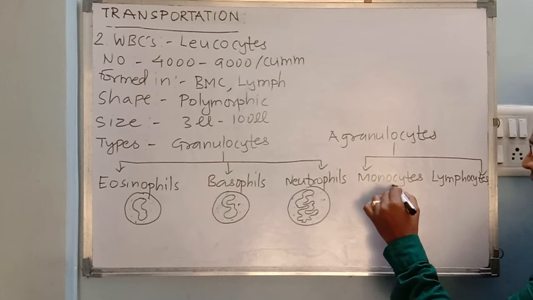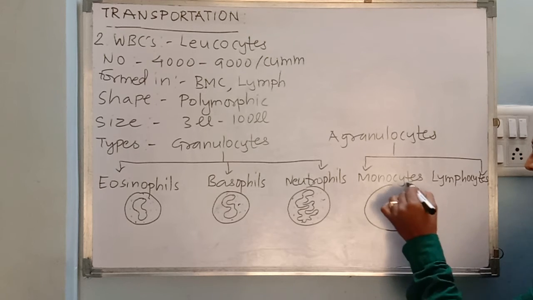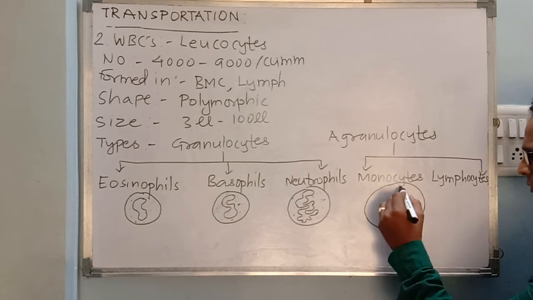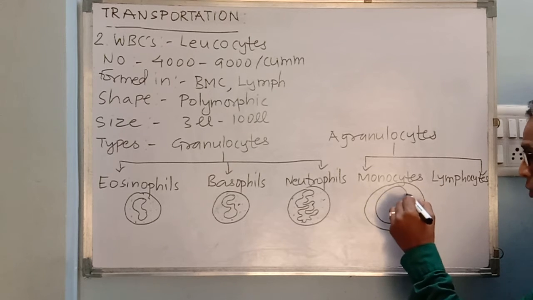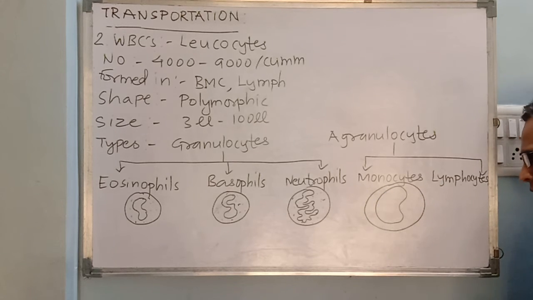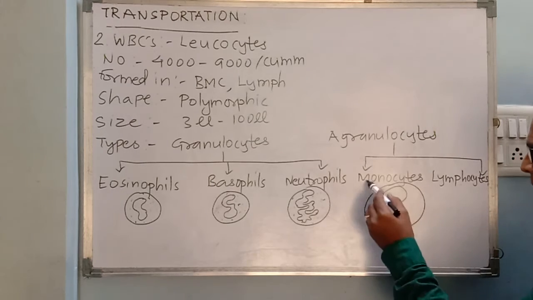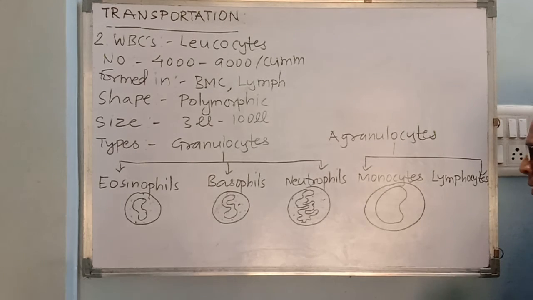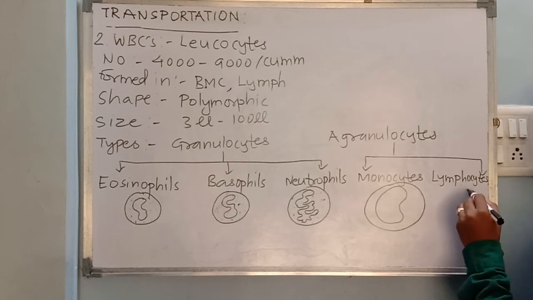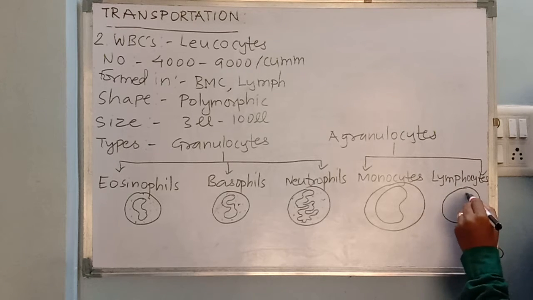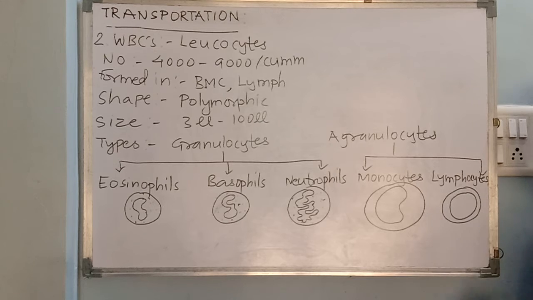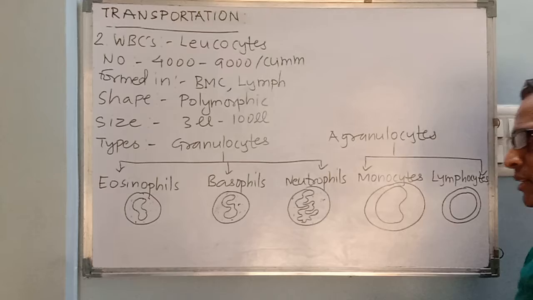Now, monocytes. These are the largest WBCs, and they have a kidney-shaped nucleus. So you can remember that: M and K. Monocytes with kidney-shaped nucleus. The word monkey you can remember, which has both alphabets. And lymphocytes are the smallest WBCs with a spherical nucleus. So I hope you understood the difference.